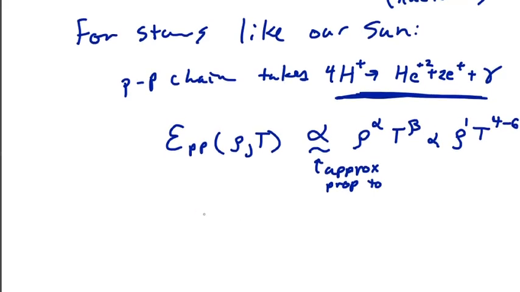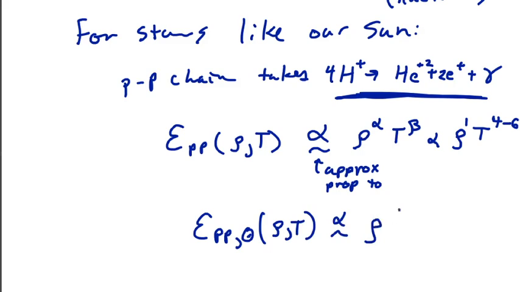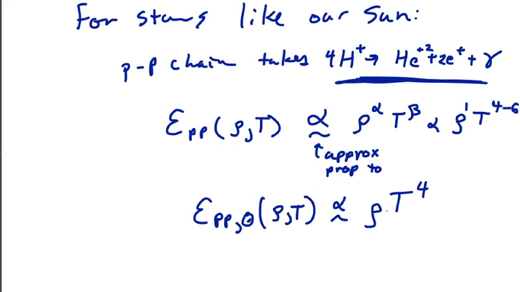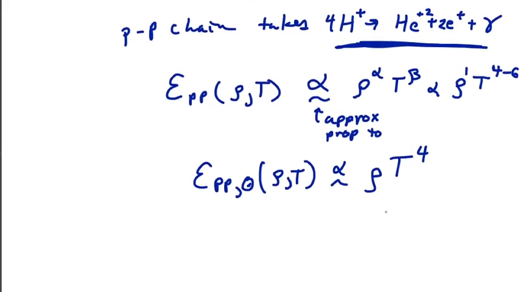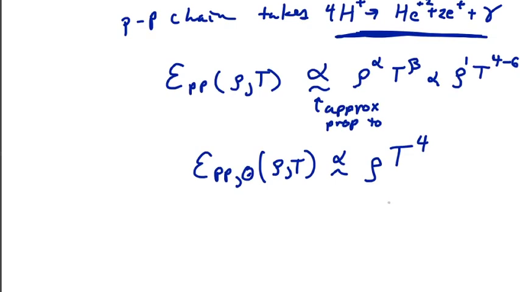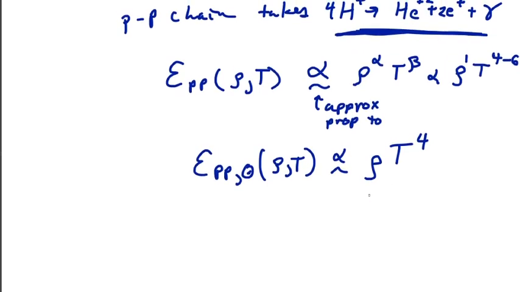So epsilon pp for the sun, as a function of rho and T, is something like rho times T to the 4th. And that'll give you a reasonably good approximation of the source term of energy that operates inside our sun. Different nuclear processes will have different power law dependencies.